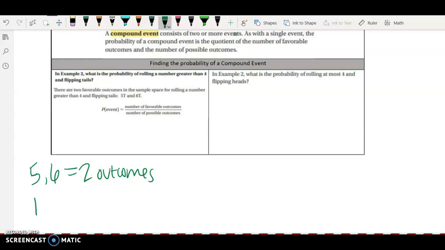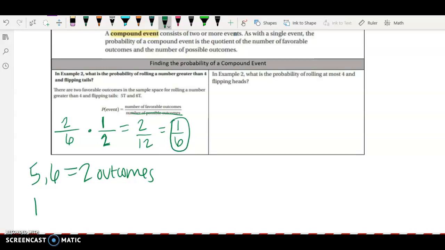So I have 2 favorable outcomes for rolling on a number cube, but I have to put this over how many numbers are on the number cube. The possible outcomes of a number cube are 6, there's 6 numbers on a number cube. Then I'm going to multiply that times the 1 possible outcome of getting tails out of the 2 sides of my coin. So 2 times 1 is 2, 6 times 2 is 12, and that simplifies down to 1/6. So my probability is 1/6.